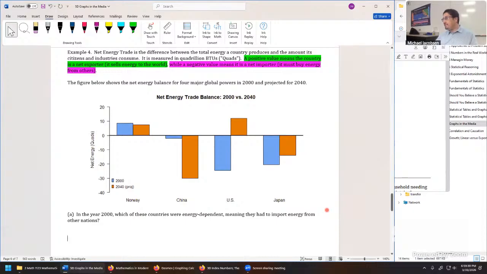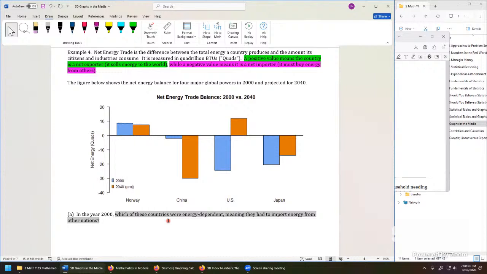Okay, now that we've taken the time to think about this graph, again, it's pretty tricky, but I have a feeling example 3 is a little bit worse because this one's not a percent change graph. This is just the net energy. It would have been as if we were looking at CPI, not percent change in CPI. So it asks us in year 2000, meaning all we care about is the blue bars in the graph, which of these countries were energy dependent, meaning they had to import energy from other nations? Any volunteers for which energy dependent nations we have in this chart?